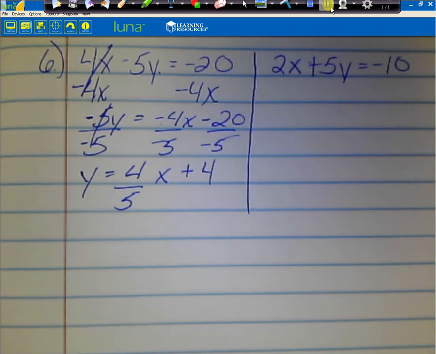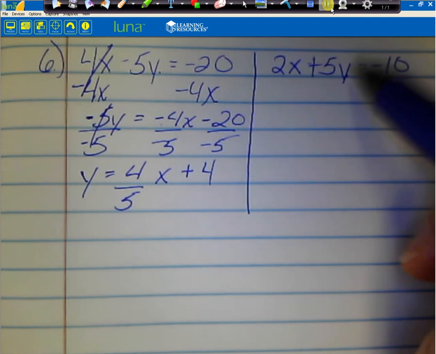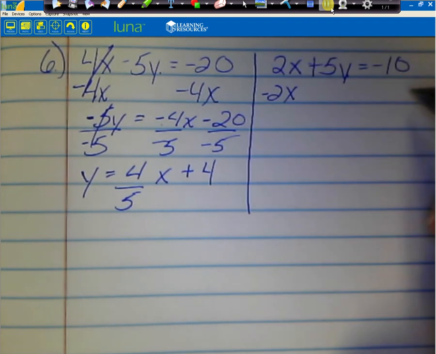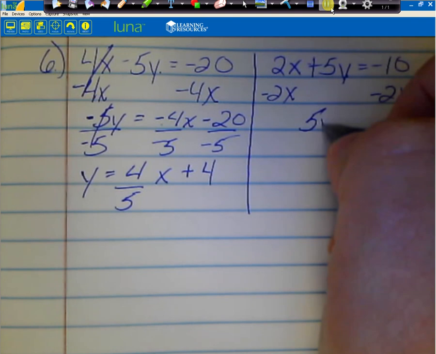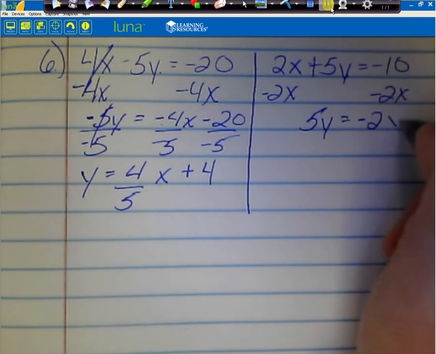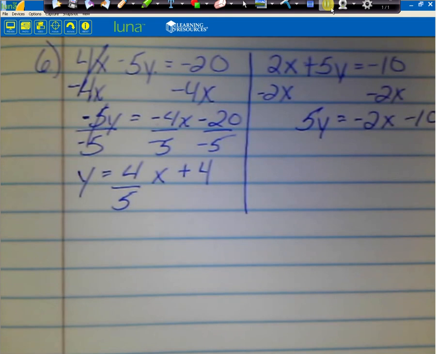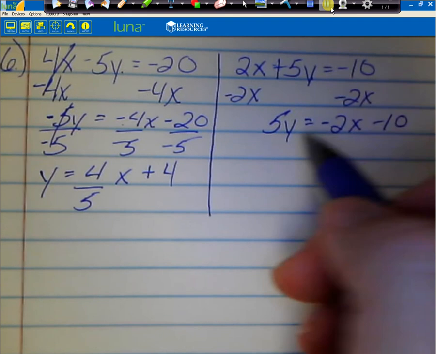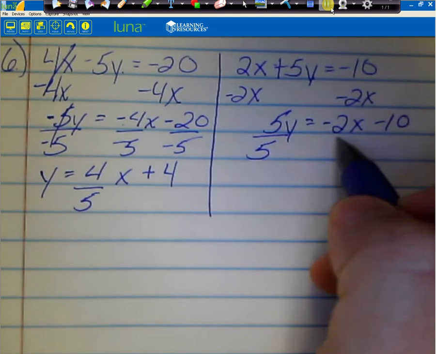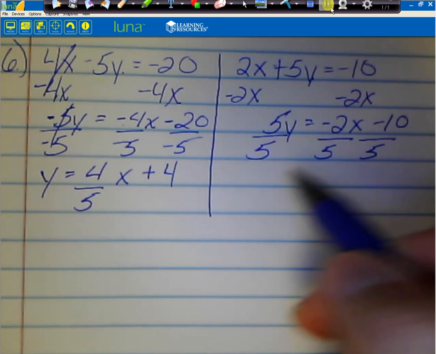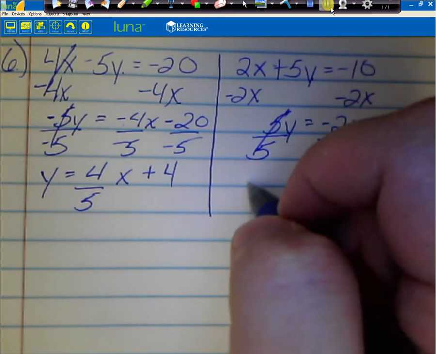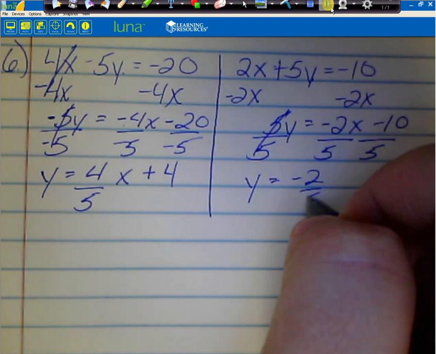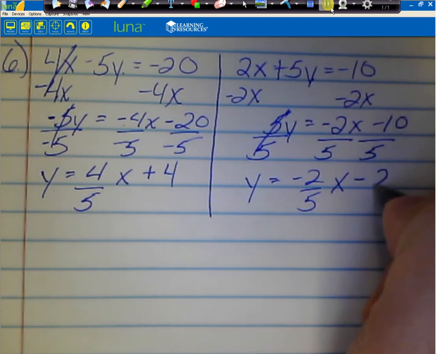So now I have this one in y equals mx plus b. So I'm ready to graph on that one. Now we've got to get the other one ready to graph. Here's my y, so we're going to subtract the 2x from both sides. And get 5y equals negative 2x minus 10. Let's get that over so you can see it. Then we need to move the 5, so I'm going to divide everything by 5. And we get y equals negative 2 over 5x minus 2.